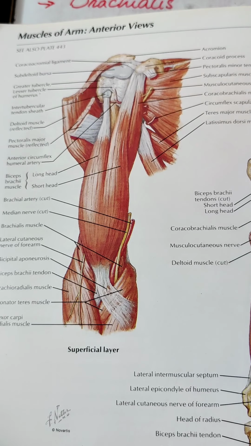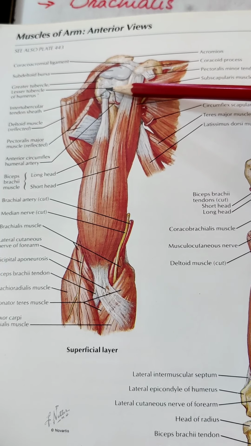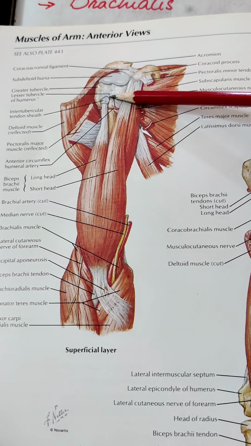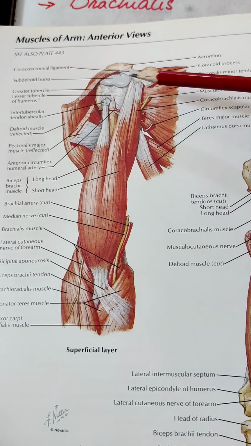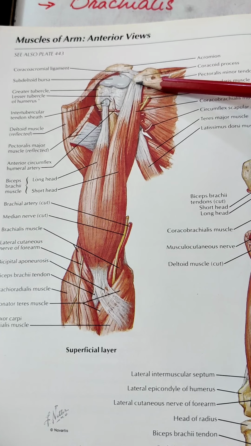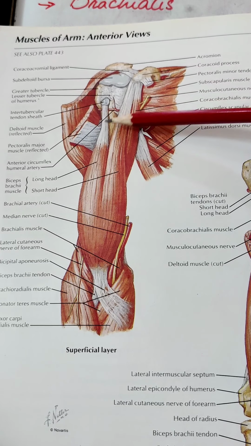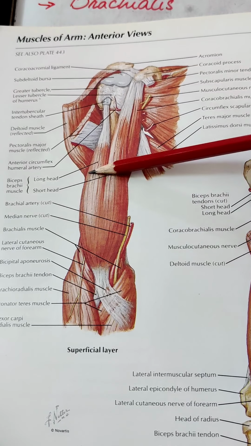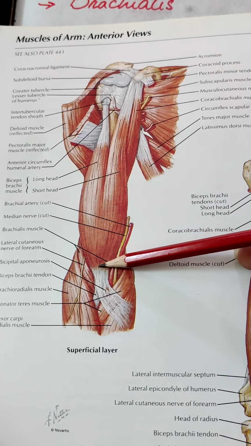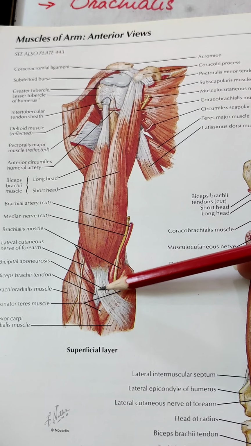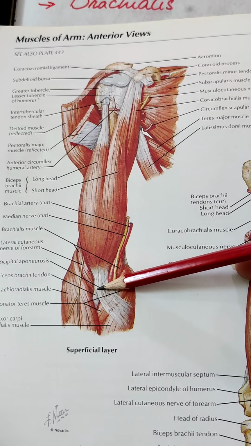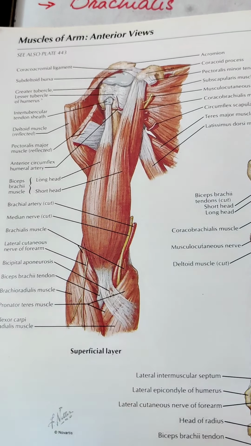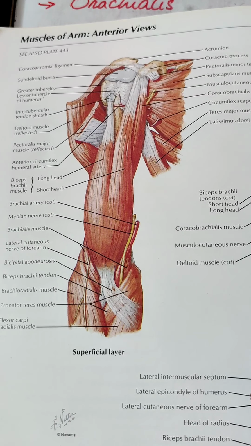So coming back to this diagram again, you have the long head and then you have the short head. The long head comes from the supraglenoid tubercle of the scapula, and the short head comes from the coracoid process of the scapula. And then this whole is the unified biceps brachii, and then you have the insertion. Now you can't see it here, but the tendon of the biceps brachii is inserted into the tuberosity of the radius.